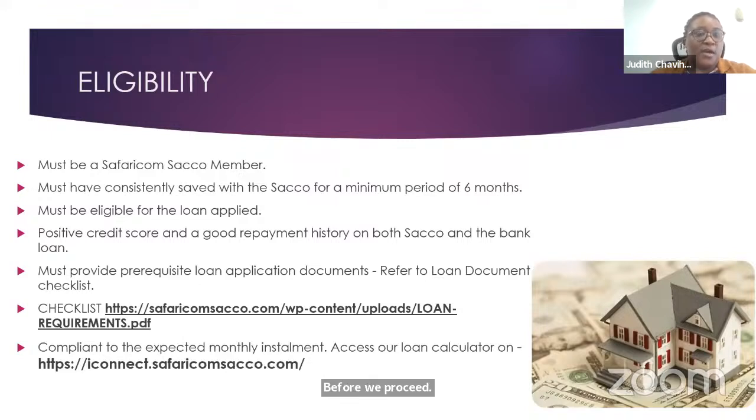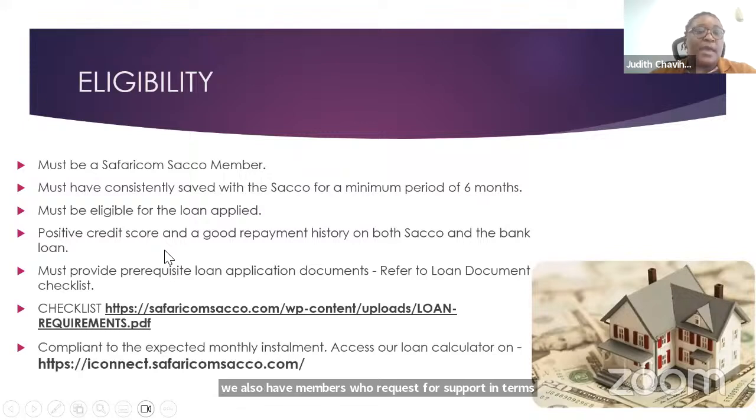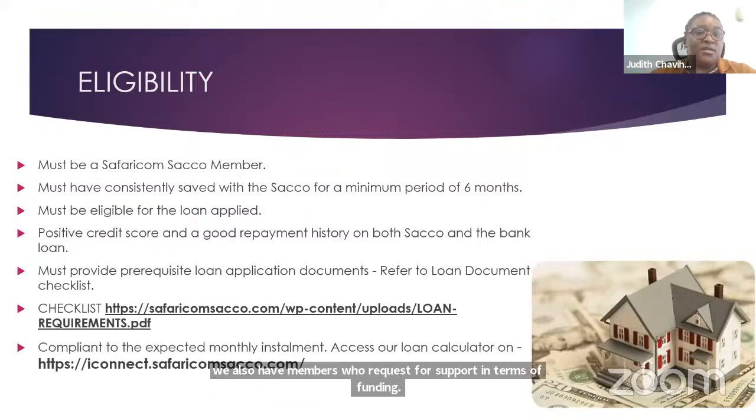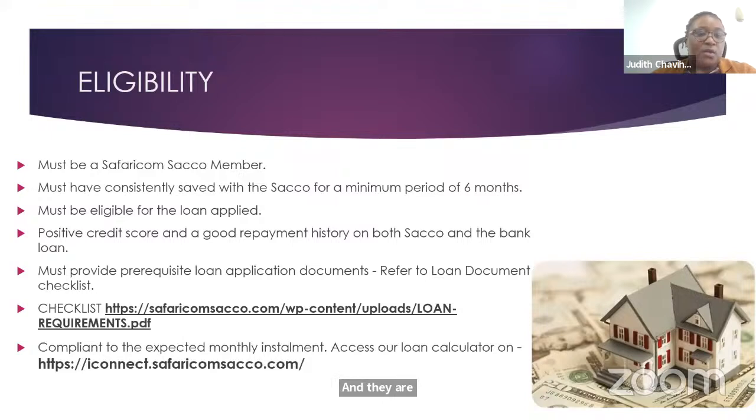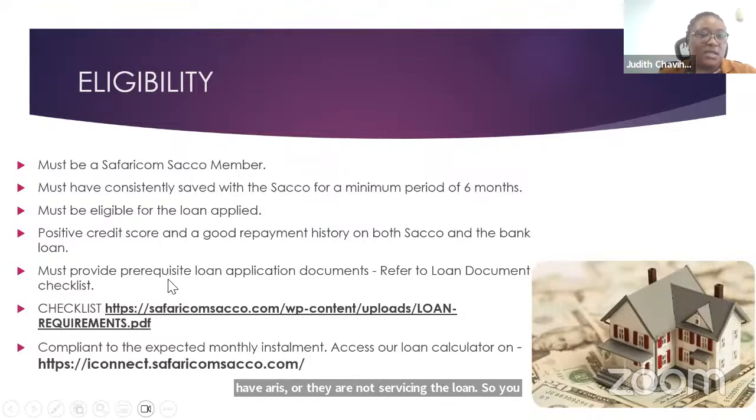You also have to have a positive credit score and a good repayment history for both bank loans and Sacco loans. We also have members who request for support in terms of funding or loan buy-offs, and they are negatively listed or they have not been paying the loans that they expect us to buy from the bank consistently, and definitely at that point they have arrears or they are not servicing the Sacco loan. So you must be in good credit standing by the time you're coming to request for a facility with us.